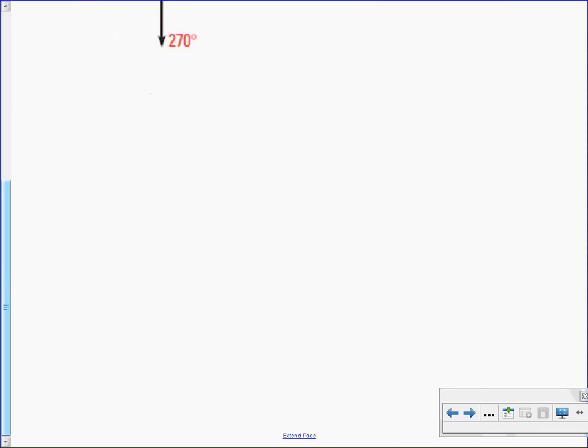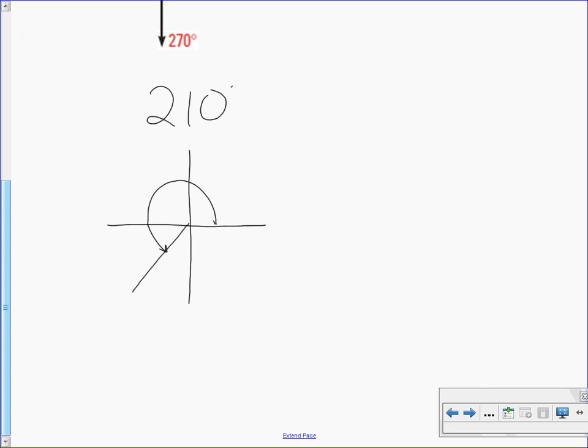Let's say I want to figure out where a 210 degree angle is. What I do is I draw an XY grid. 210 degrees, well that's more than 180, but it's less than 270, correct? So it's somewhere in here. And what quadrant is that? 3. Exactly like that. All right. The graphic thing is just sketching it out.